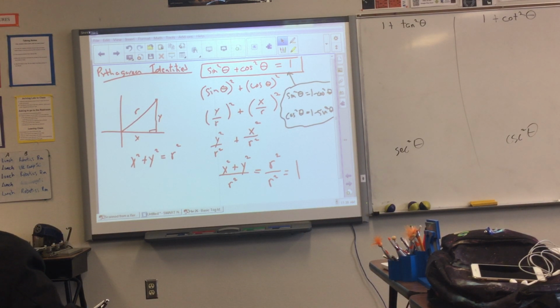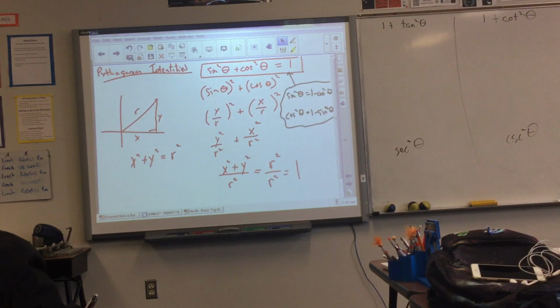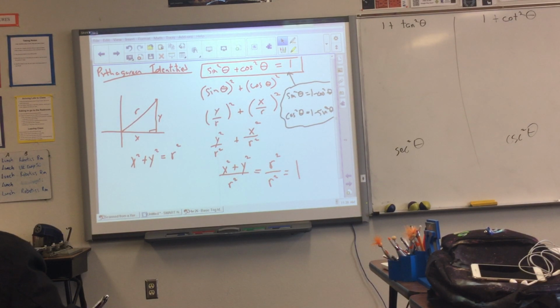Try the y squared. So turn 1 into 1? What do y'all have here? You have 1 plus cotangent. Yeah. Turn 1 into 1.